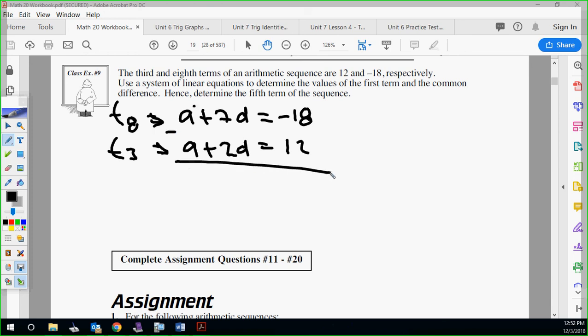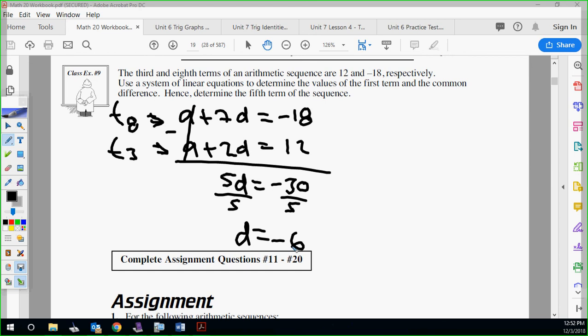A minus A cancels. 7 minus 2, 5D. Negative 18 minus 12, negative 30. Divide by 5, divide by 5. D again is negative 6. Okay, and so that's just using a system of equations to solve for D as well. Because again, you've got to think about these in terms of linear equations. They're two lines that are happening at constant terms.